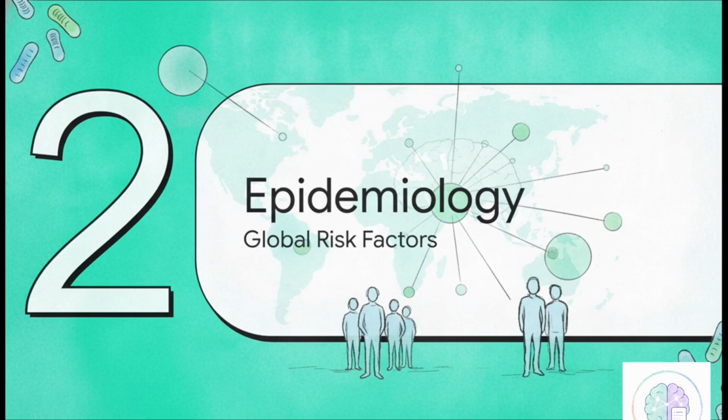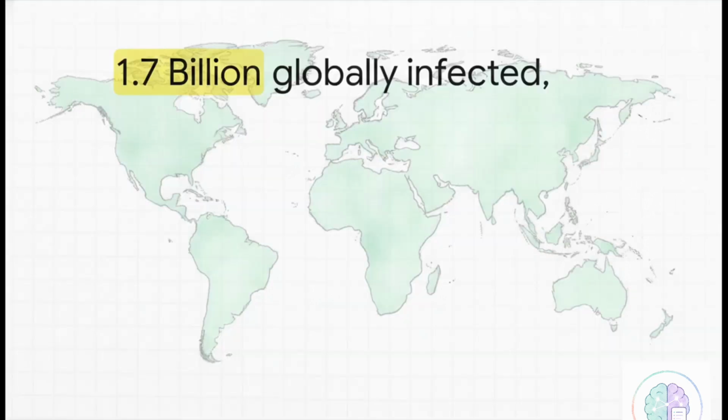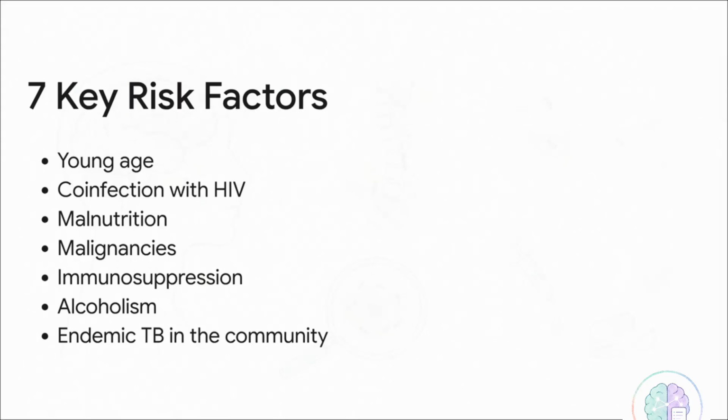Moving right along to Section 2, epidemiology and risk factors. The global infection load is frankly staggering. An estimated 1.7 billion people globally are infected with M. tuberculosis. To put that into geographic perspective, the vast majority of these individuals reside in 3 primary World Health Organization regions: Southeast Asia, the Western Pacific, and Africa. But it's important to remember that infection doesn't automatically equal active, severe disease.